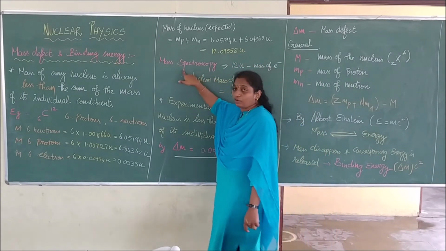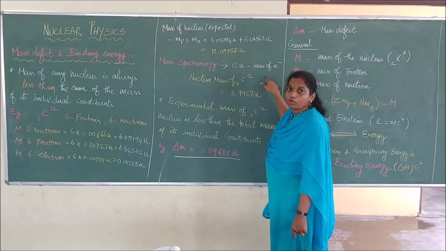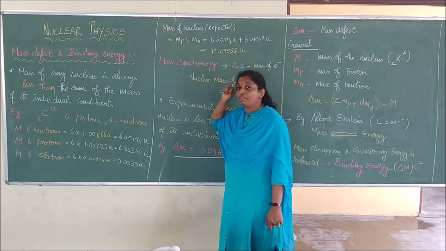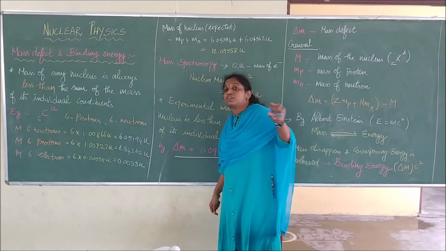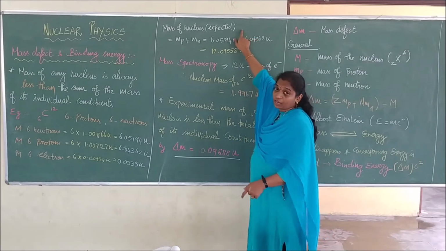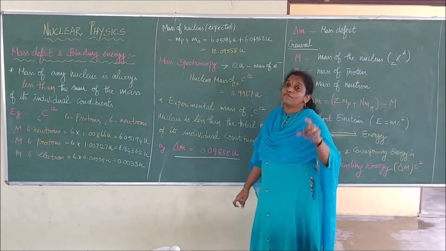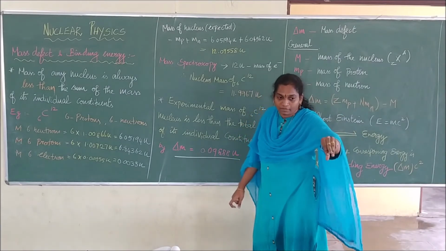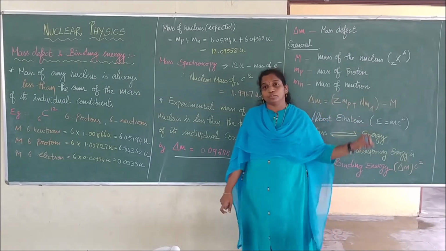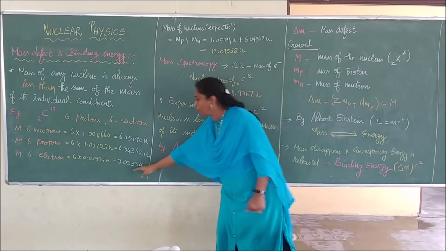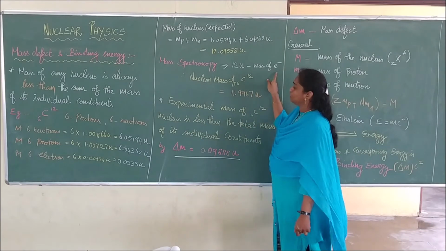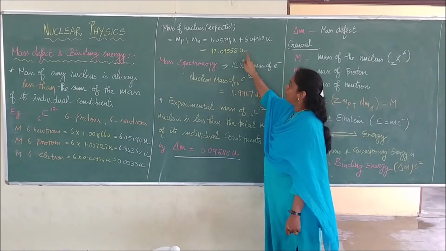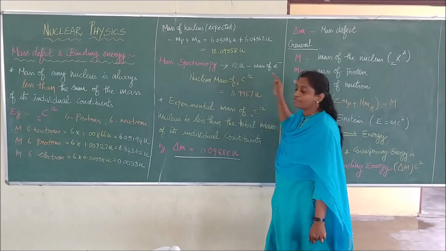But in mass spectroscopy, we measure the value to be 12 times the atomic mass unit. So we have to subtract the mass of the electrons, because what we calculated was only the mass of the nucleus. From the spectroscopy perspective, we measure the whole atom and are not able to remove the electrons. Therefore, we subtract the mass of the electrons. What is the mass of the electrons? 0.003 atomic mass unit.